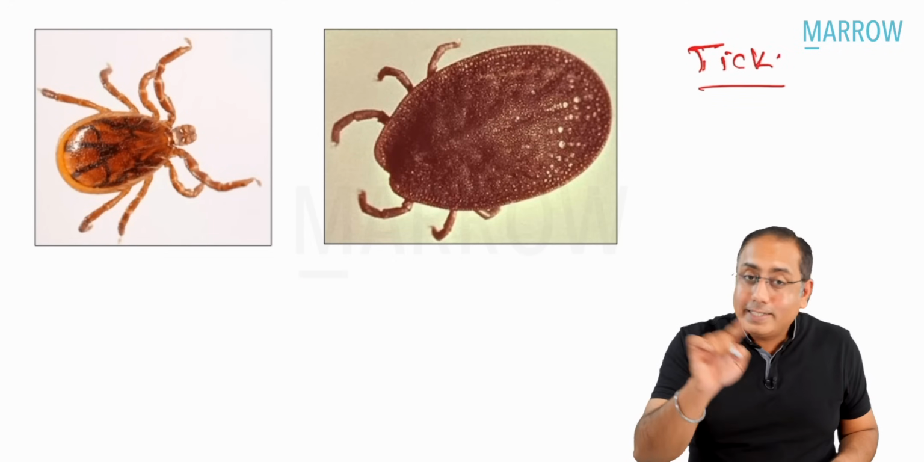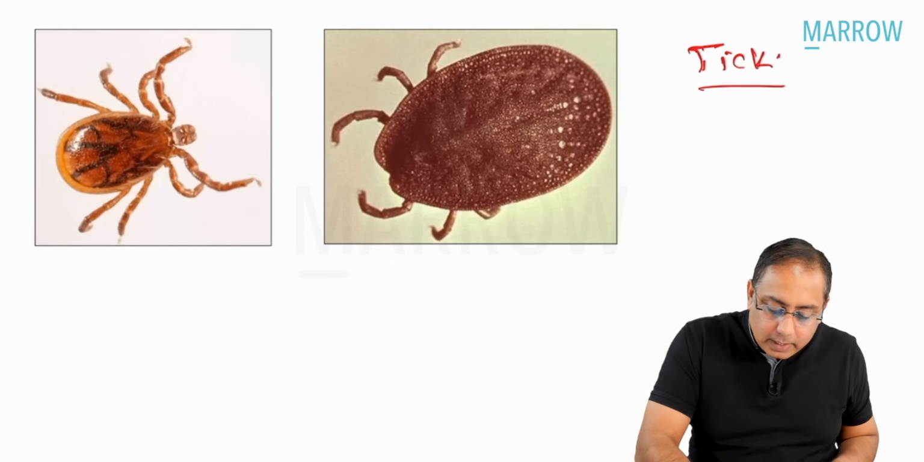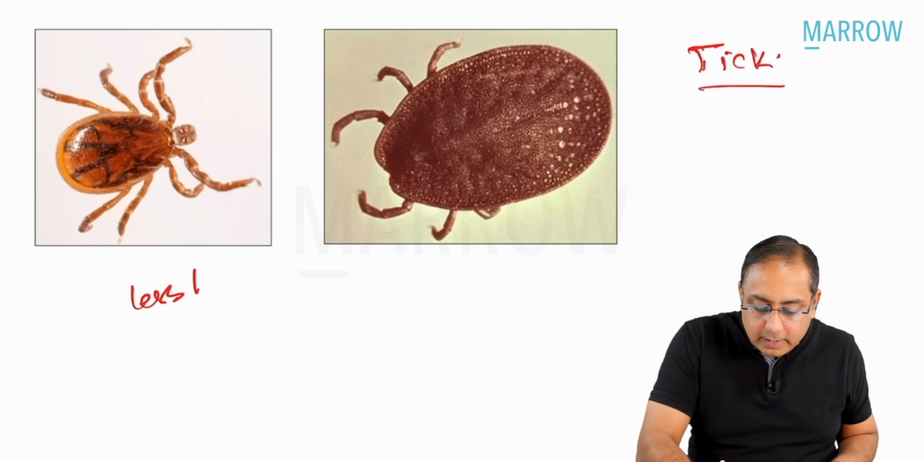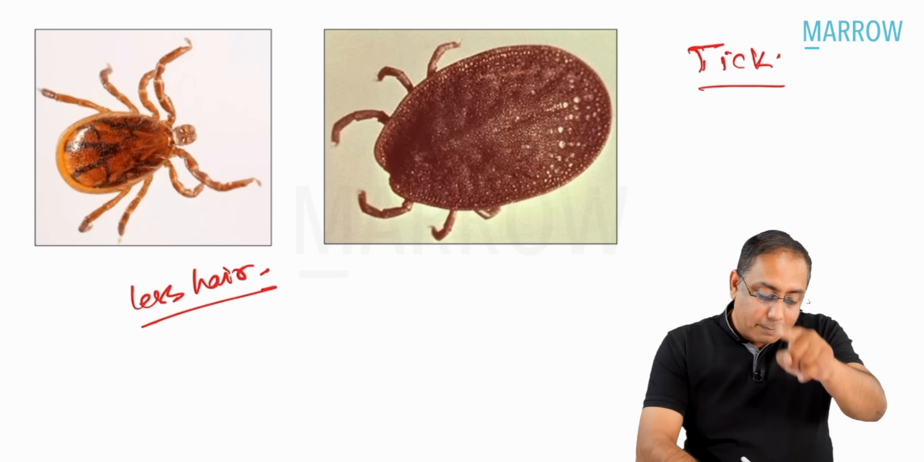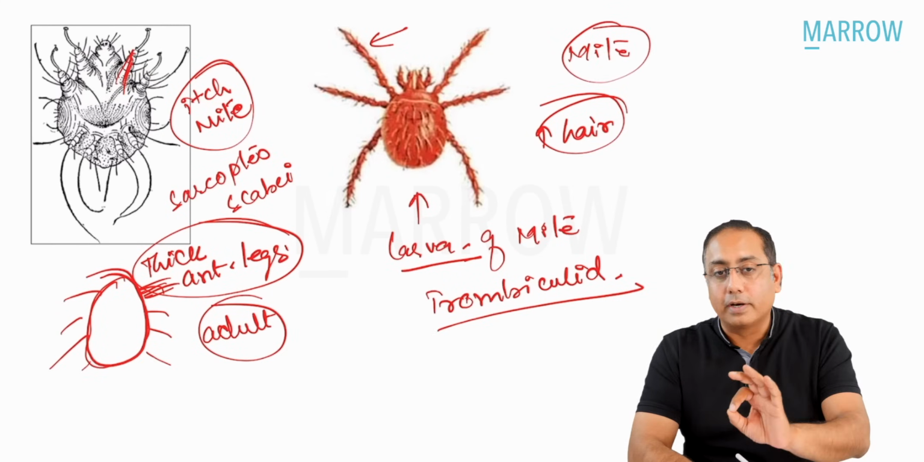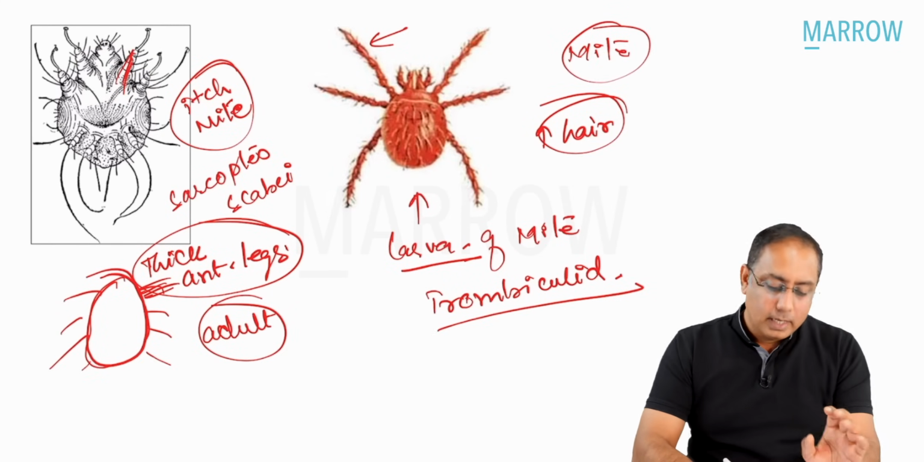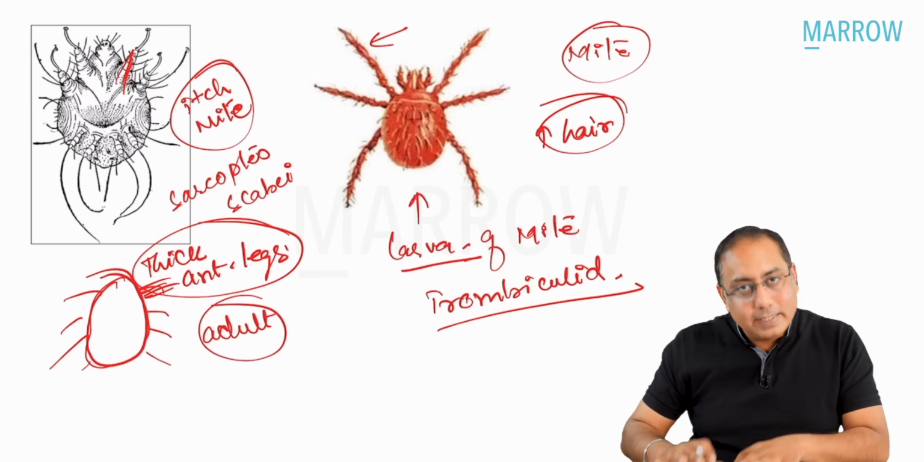If you see the tick, it is almost hairless. There is less hair on the body or on the legs. On the mite, if you see, there will be a lot of hair, and this is the only difference. Otherwise, they both are spider-like insects.